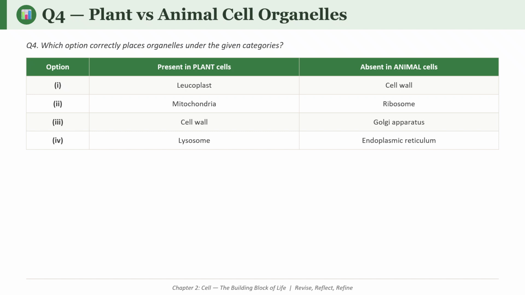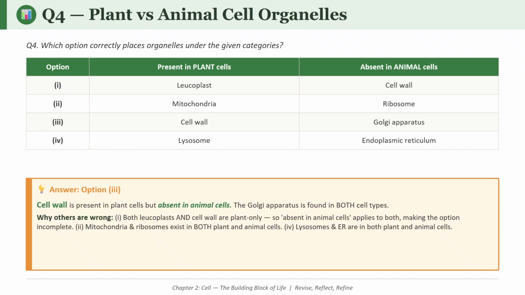Next, mitochondria and ribosome. Let us compare this with the answer also, children. Mitochondria and ribosome are present in both plant as well as animal cells. So this option also we cannot take, it is wrong. Third option: cell wall is present only in plant cells, and Golgi apparatus is present in both plant as well as animal cells. Lysosome and endoplasmic reticulum are both present in plant as well as animal cells. So our correct option is option 3.